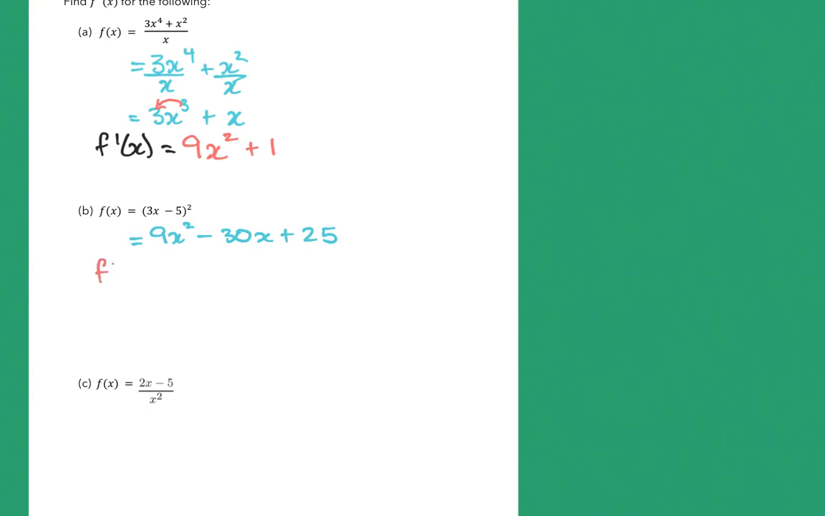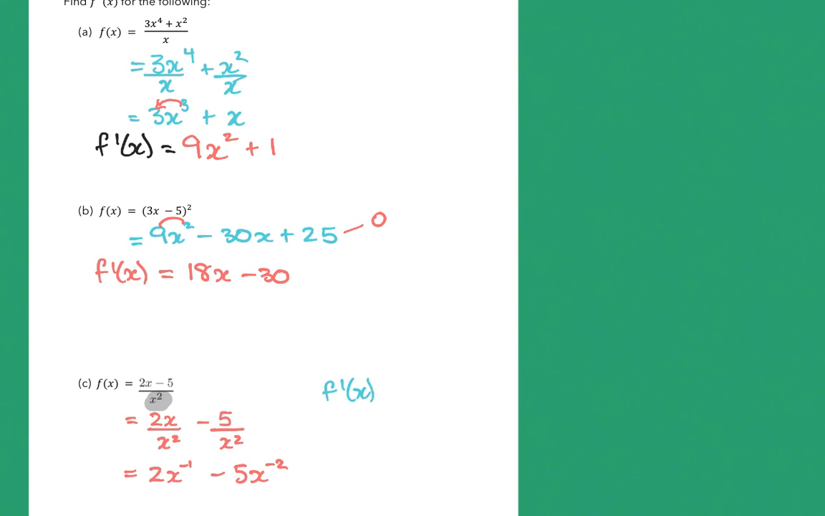So then we can use our power rule. f dash x equals 18x minus 30, because the 25 is a constant value. And lastly, same thing, splitting up my fraction, and I can only do that because I've got just one term on the bottom. But it's a useful skill to have.